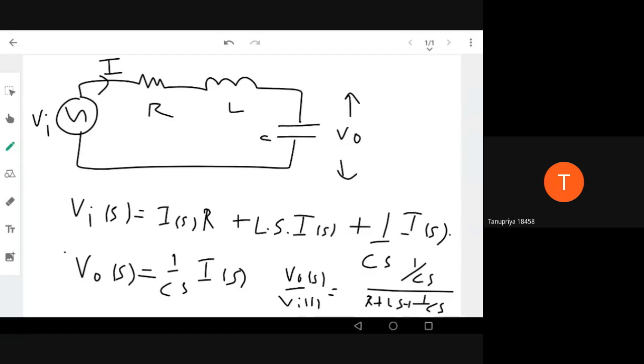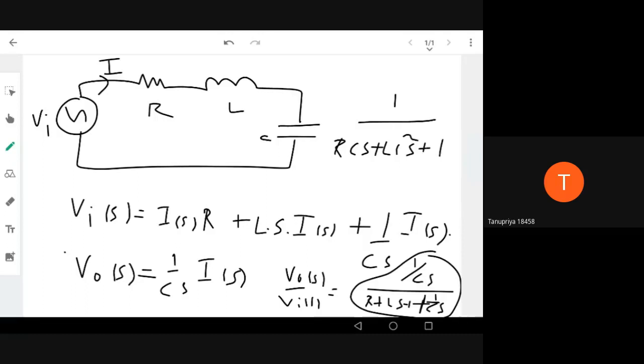So this is the answer. Try to simplify this. Okay, this is 1 by Cs. Try to simplify it. You may get something like 1 divided by RCs plus LCs square plus 1, something like this. Okay, you check whether it is fine, then you go ahead. So this is my transfer function model, right?